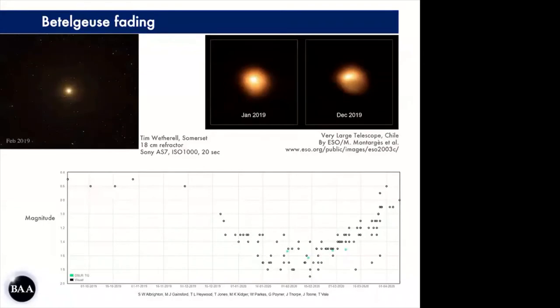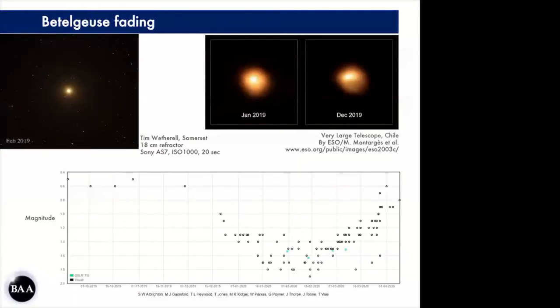But that didn't explain the whole thing, and astronomers were scratching their heads for quite a while, until some images were taken with a very large telescope in Chile, which is shown at the top right here. And these images show that during December and through into January of this year, there was a dusky cloud crossing part of Betelgeuse, and that was also contributing to this fading. So it seems that Betelgeuse is giving off dusty material, particles of dust, and these are forming a disk around the star, and that disk has been occluding some of the light from the star. So that explains the fade.